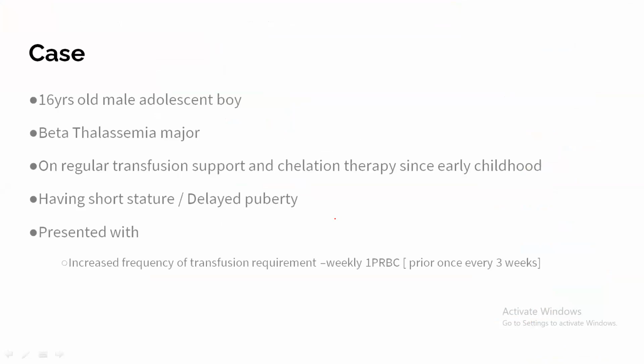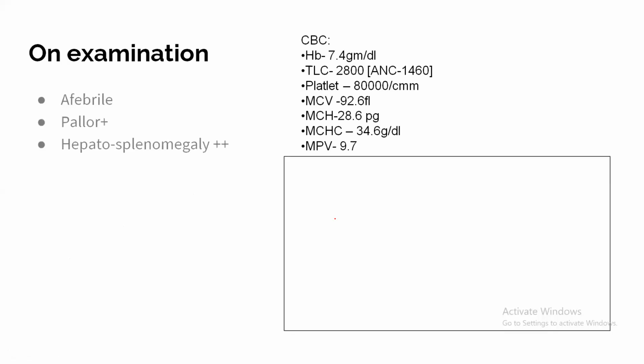The next child is a 16-year-old adolescent boy with beta thalassemia major, on regular transfusion support and chelation therapy since early childhood, having short stature and delayed puberty. He presented with an increased frequency of transfusion requirement. Instead of a 3-weekly transfusion, he was taking one transfusion weekly. This is his CBC. Hemoglobin was 7.4, WBC count is 2,800. Of course, normally we expect around 4,000. It's a low normal WBC count.